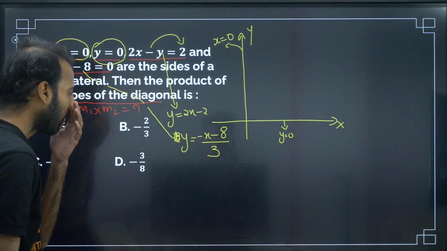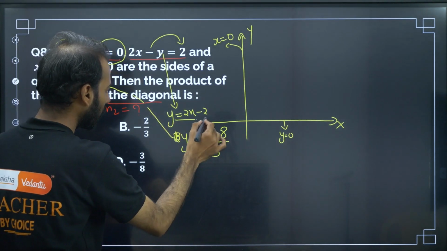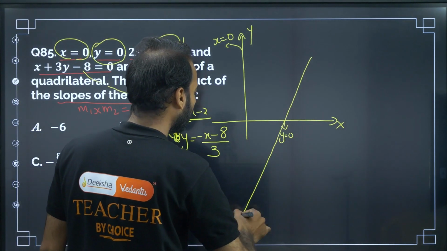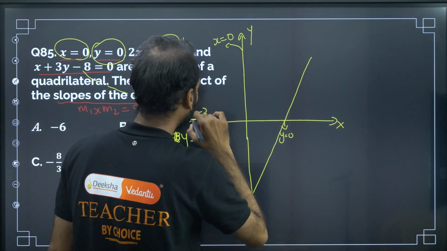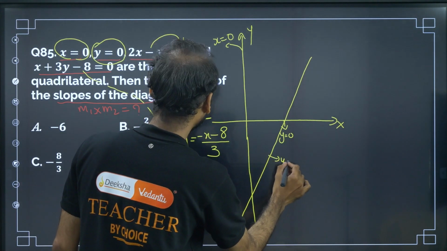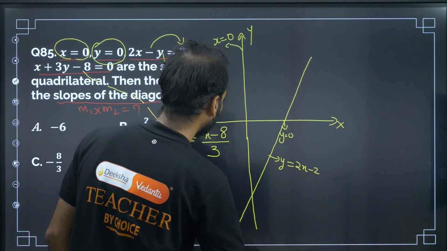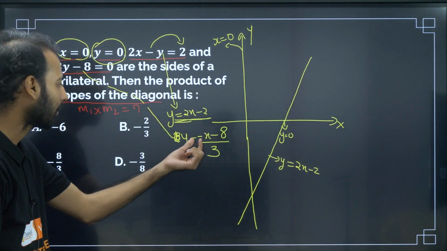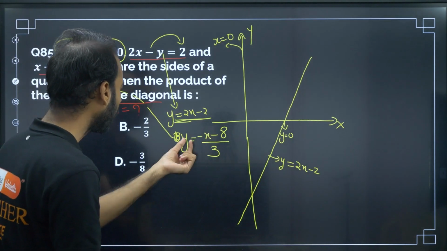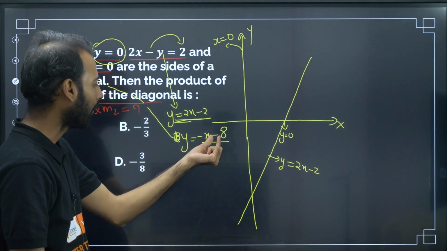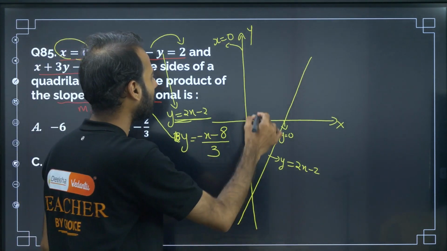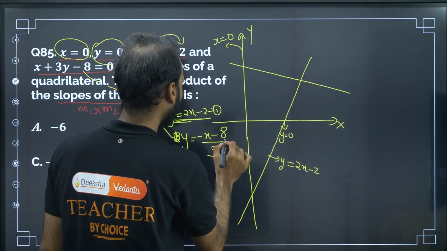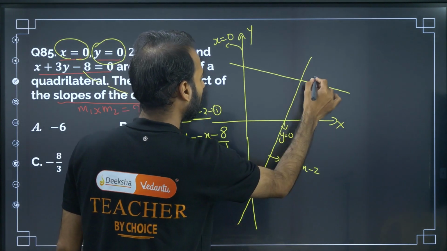Now if you observe this, y is equal to 2x minus 2, slope is 2, slope is positive, means the line will be something like this. So I am drawing that line, y is equal to 2x minus 2. Next, y is equal to minus x by 3 plus 8 by 3. Now slope is negative and it also has a y-intercept 8 by 3, so that line will be like this. So I name this as equation 1 and this as equation 2.